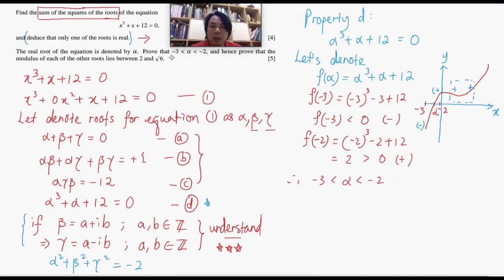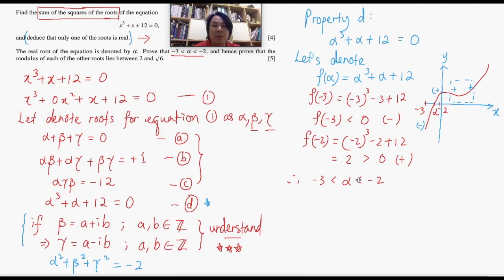Right. Now that will provide us with a very simple proof as to why the real root alpha will be lying between -3 and -2. Okay, I hope that is clear to all of you.